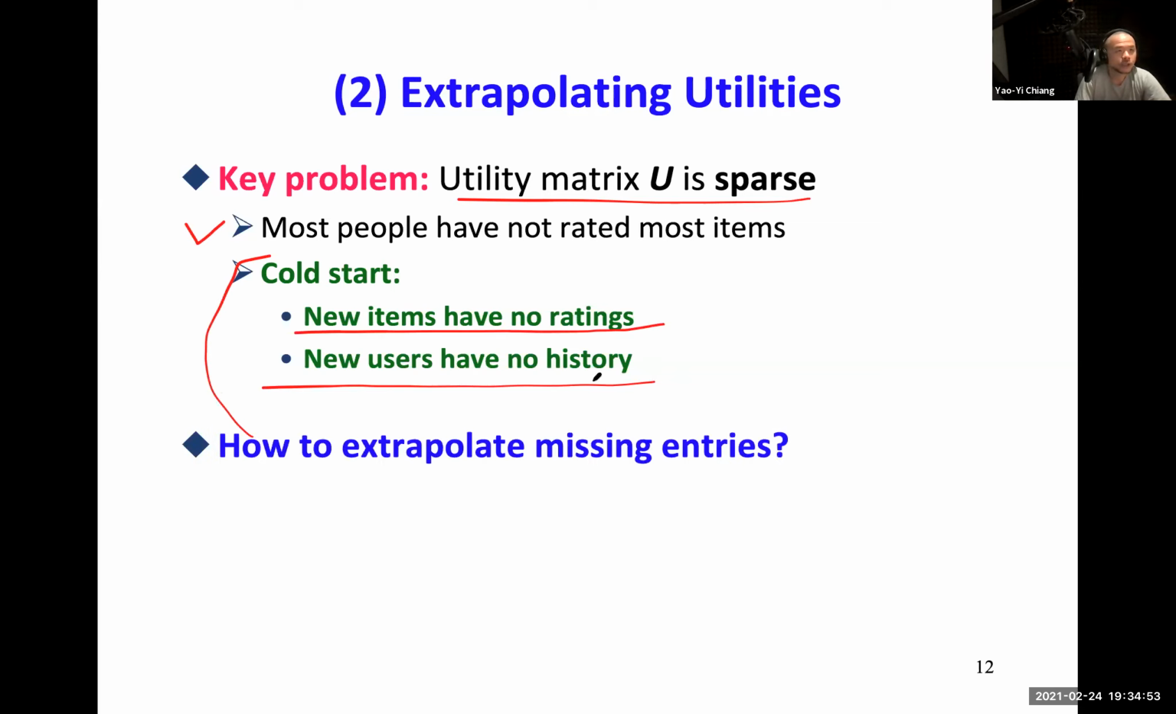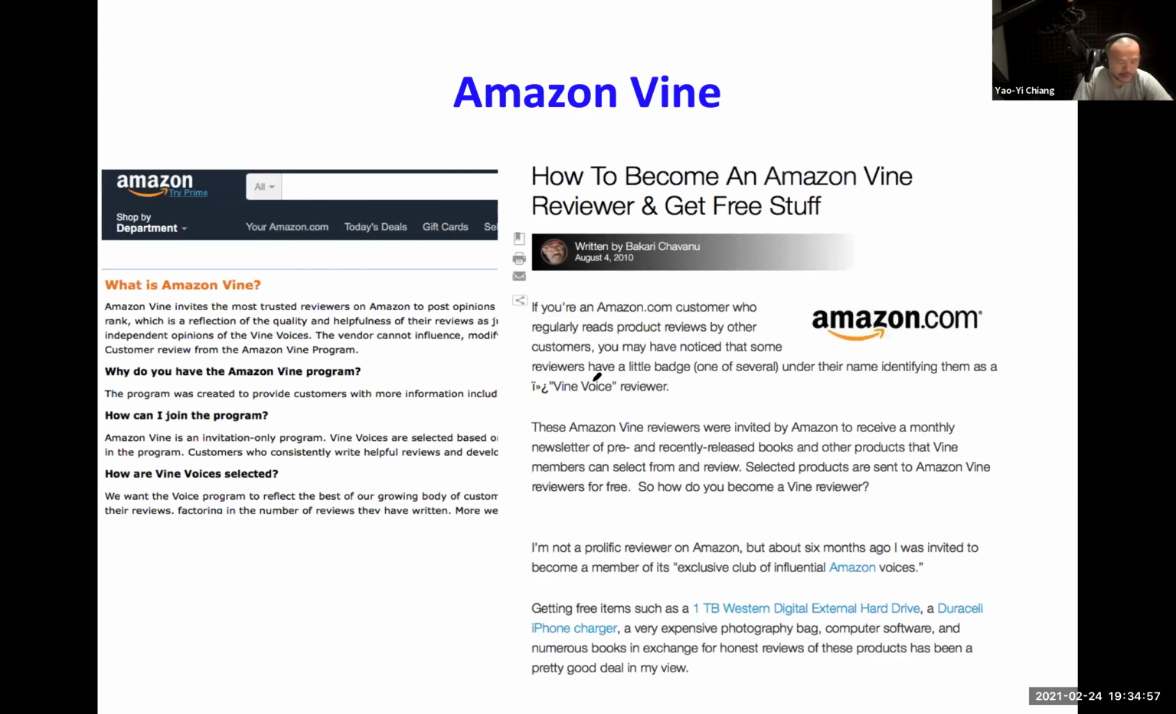So one very cool program is called Amazon Vine. I don't know if you guys know about this. You can become an Amazon Vine reviewer and get free stuff, but you have to write really good reviews. I think this is also very common for many merchants on eBay. They will send you free samples and you just write reviews for them. You don't have to be an internet celebrity to do this.